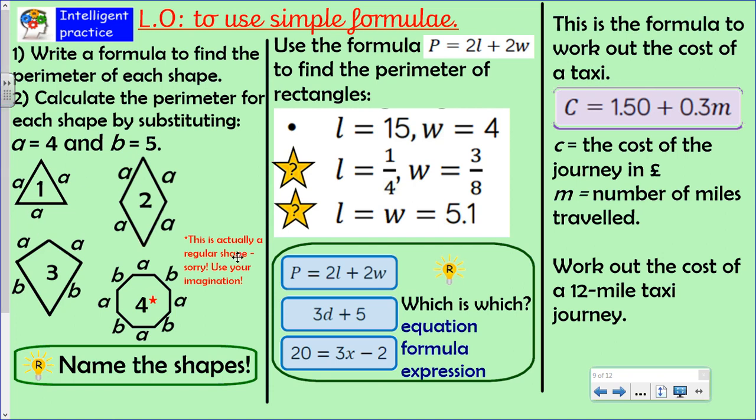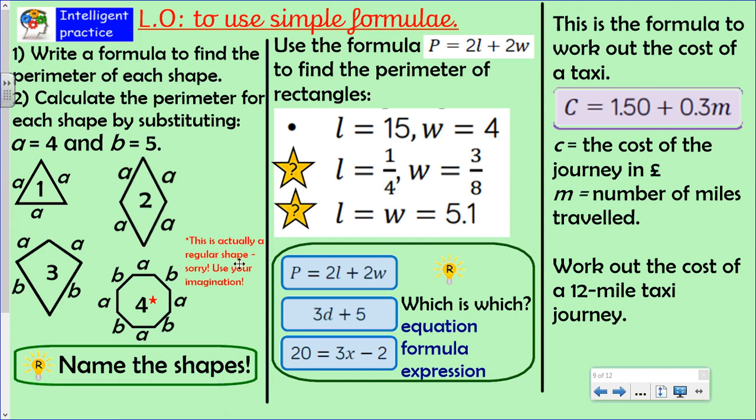Secondly, using the same shapes, calculate the perimeter for each shape by substituting A equals 4 and B equals 5. So for example, on this shape here, we would need 4, 4, and 4. So 2 things to do for each shape.